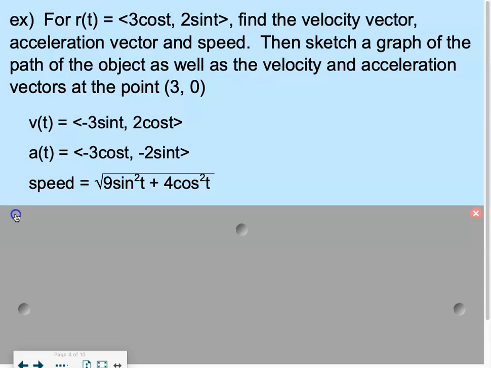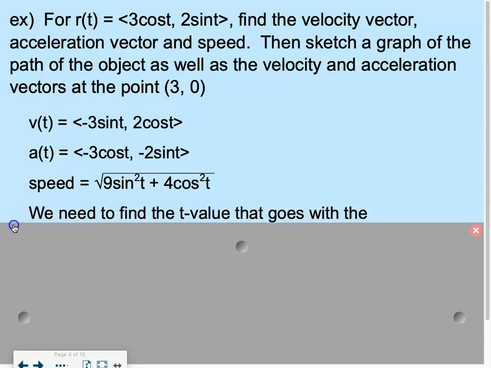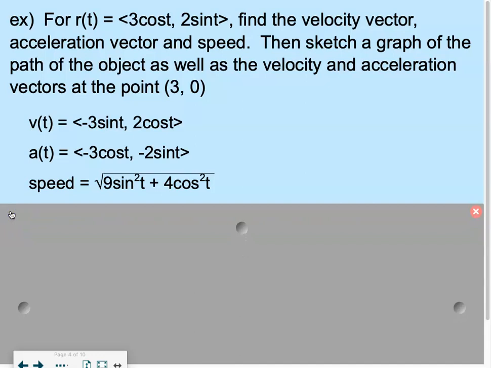All right, so first we need to find the t value. So let's go ahead and find the t value. You have the point 3, 0. Take a moment, see if you can figure out what t value we are dealing with.